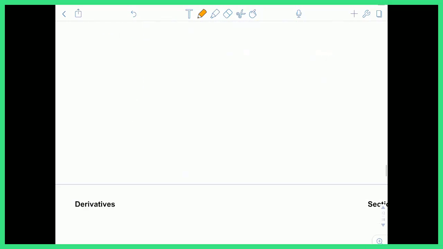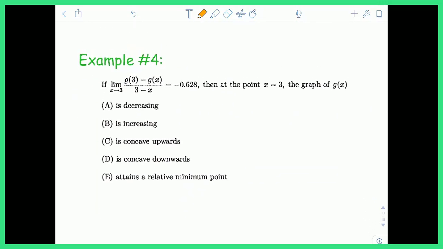All right? Okay, let's try a couple of problems here. Number 4, if this is true, then at x equals 3, what is g of x doing?